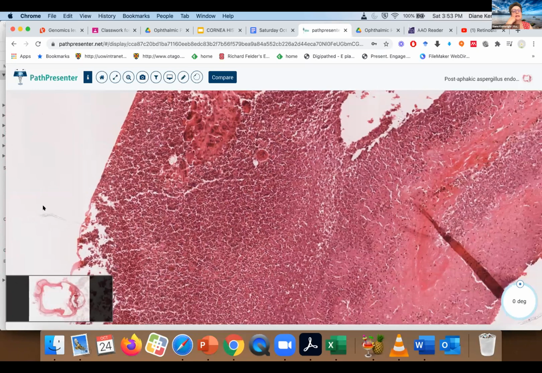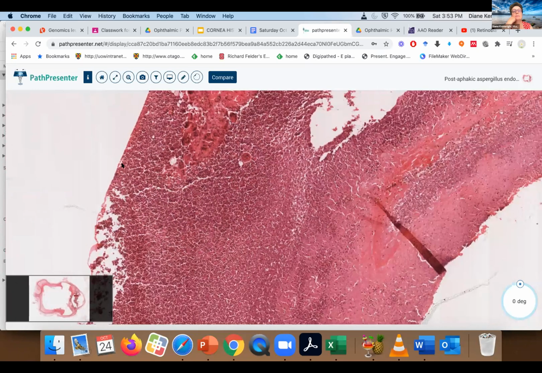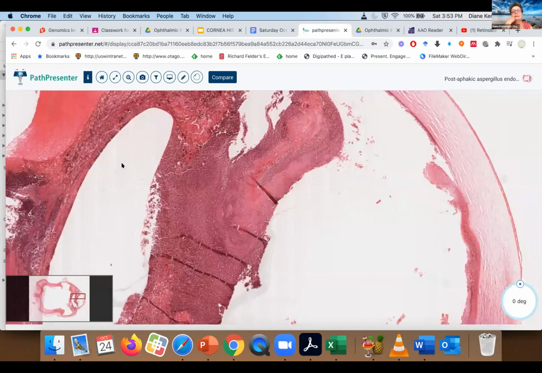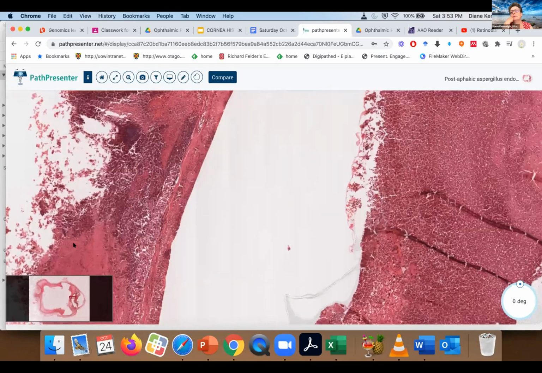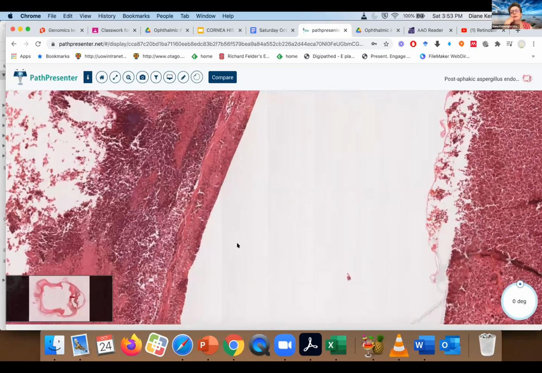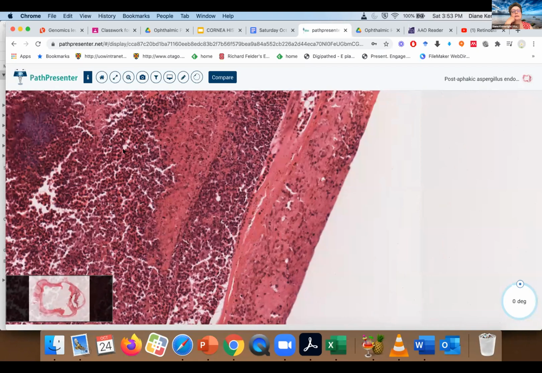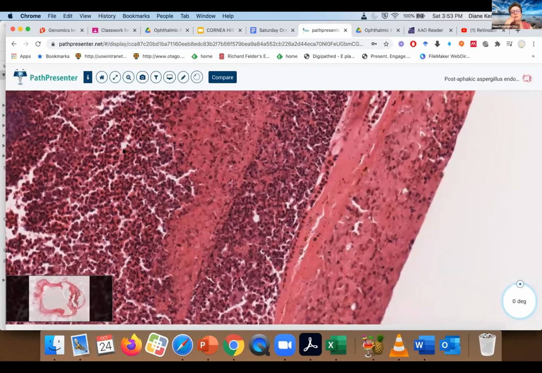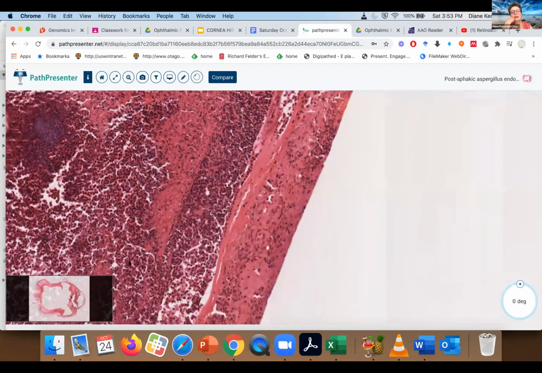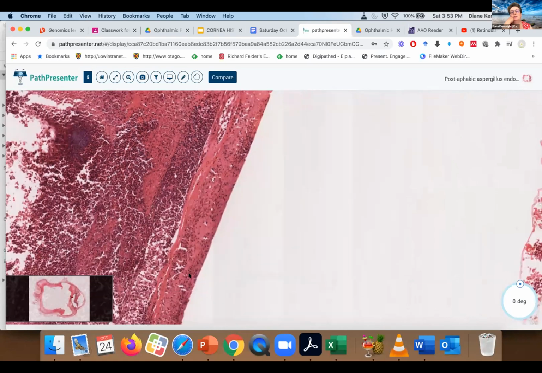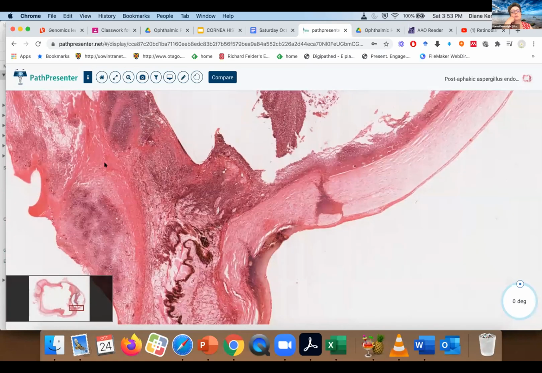Here we go. This is the empty lens space around the back of the lens. Again, this is probably more necrotizing inflammation all over the place. Coming back here to the other angle, here's the ciliary body. There's a whole lot of necrosis here and around here. I'm not sure it adds anything new.